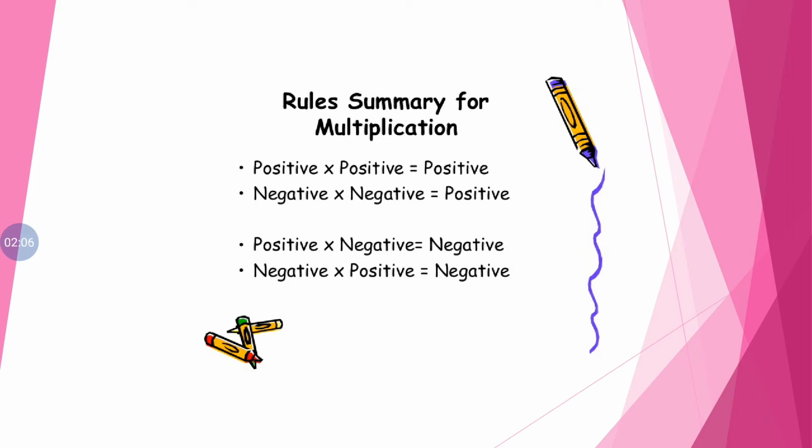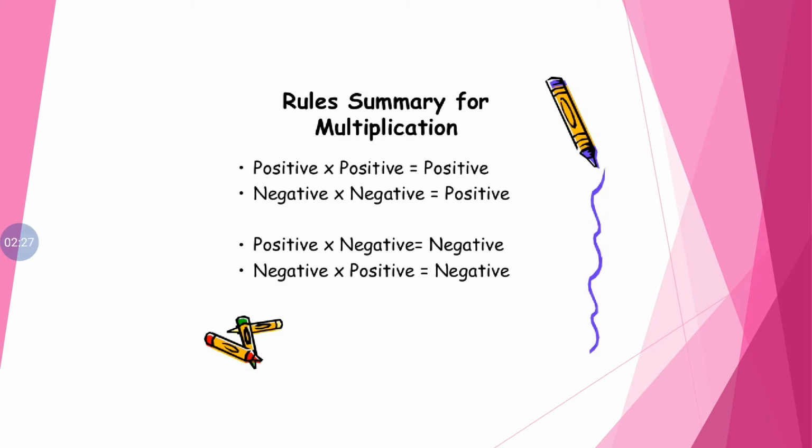So multiplication of two integers having different signs. Positive into negative equal to negative. Negative into positive is equal to negative. The product of different signs is negative. We get a negative value. So plus into minus equal to minus. Minus into plus equal to minus.